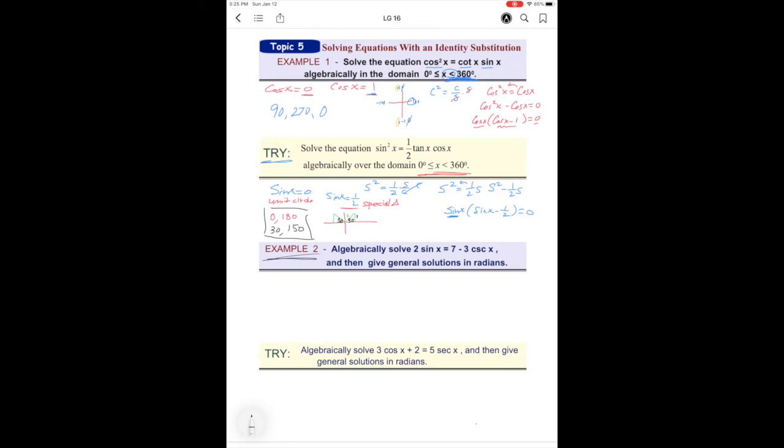Now, example 2, we have 2 sin x equals 7 minus 3 cosecant x, and cosecant is 1 over sin. So I want to get rid of this sin, so multiply everything by sin. That gets rid of that. So now I have 2 sin squared x equals 7 sin x minus 3. Move those over because you want this term to be positive.